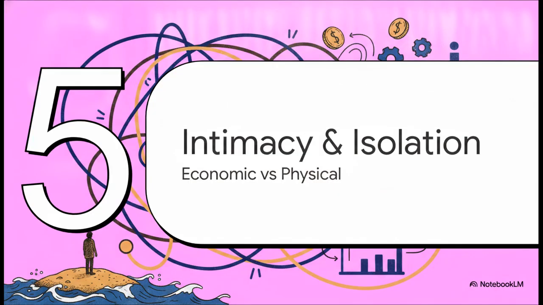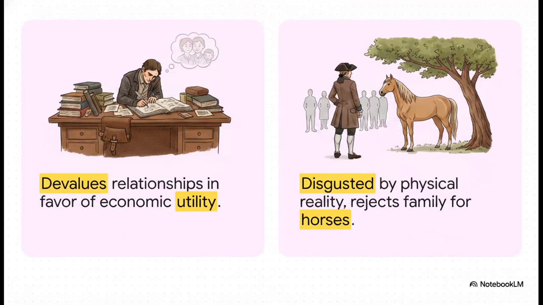Moving right along to Section 5, Intimacy, Sex, and Isolation, from economic devaluation to physical desublimation. What's really striking here is that neither text actually celebrates human intimacy, like at all. Crusoe simply devalues it entirely. For him, family and emotional relationships are just distractions from productivity and economic utility. His sole focus is maintaining his isolated inner fortress of work and faith.